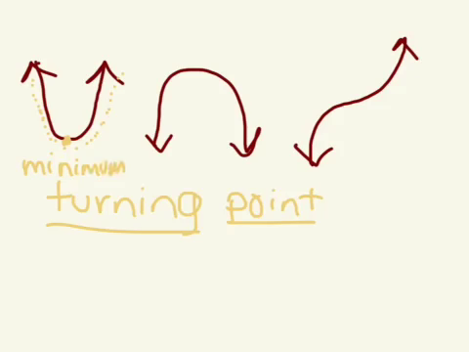So if we look at the next graph going from left to right, we are increasing up until this point, and then we are decreasing. So once again, it's a turning point. We turn from increasing to decreasing, and then we reach a point at which it changes. So in this particular graph, what we have is a maximum.